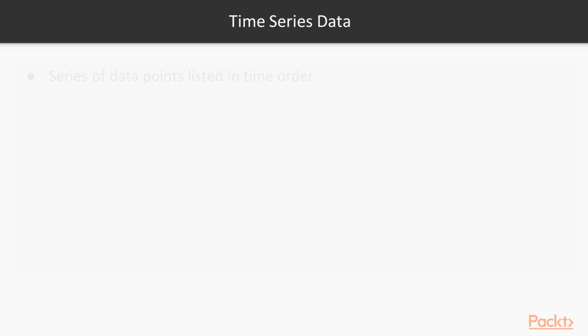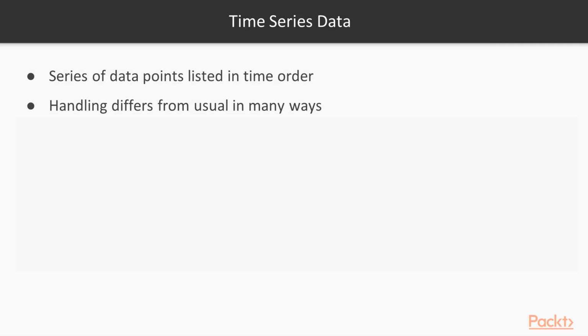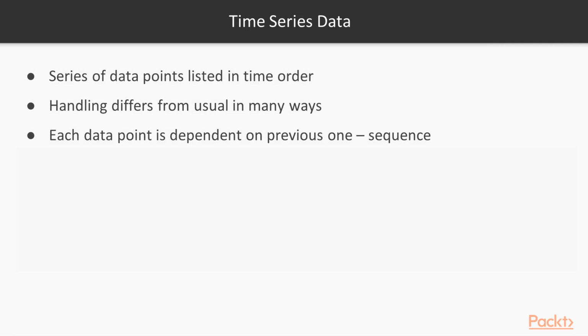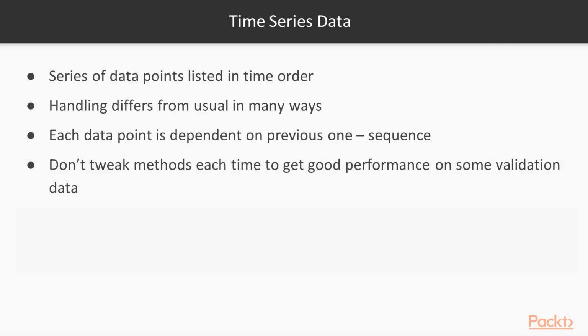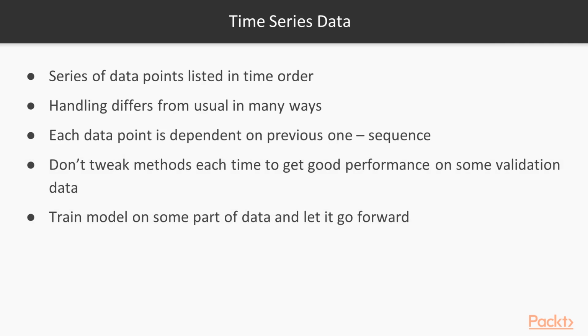What is time series? Time series is a series of data points listed in time order. The handling of time series data differs from usual in many ways, as each data point is dependent on the previous one as it is a sequence. Don't tweak methods each time to get good performance on some validation data. Just train the model on some part of the data and let it go forward. This is roll-forward cross-validation and we'll come back to it.